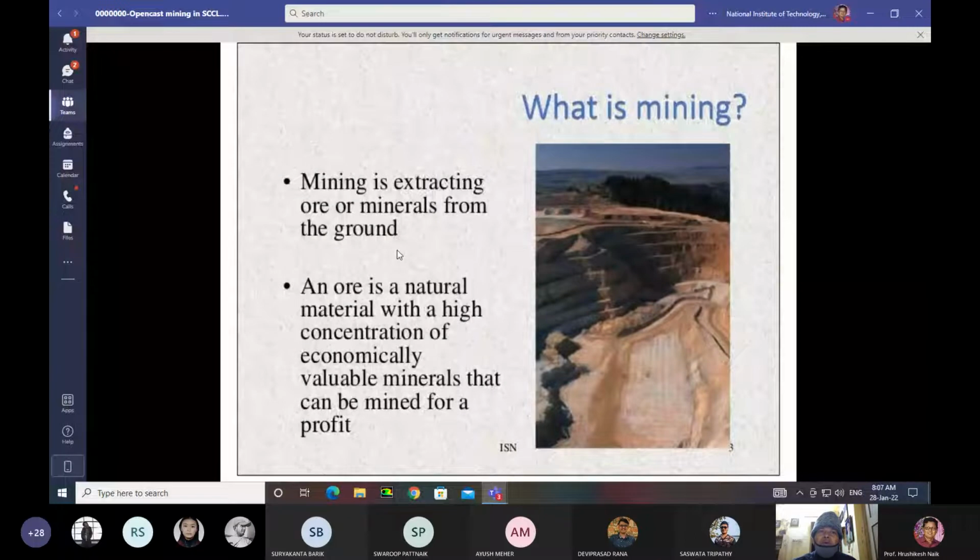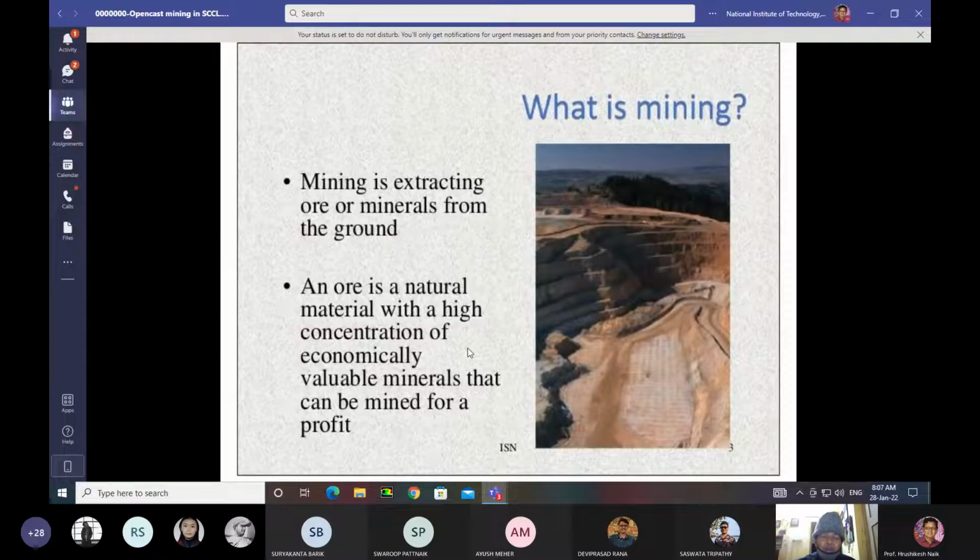So you know that mining is extracting the ore or minerals from the ground, and ore is a natural material which occurs in the earth's crust with a high concentration of economically valuable minerals that can be mined for a profit. To get the profit, you have to mine the minerals. That is the aim of mining.